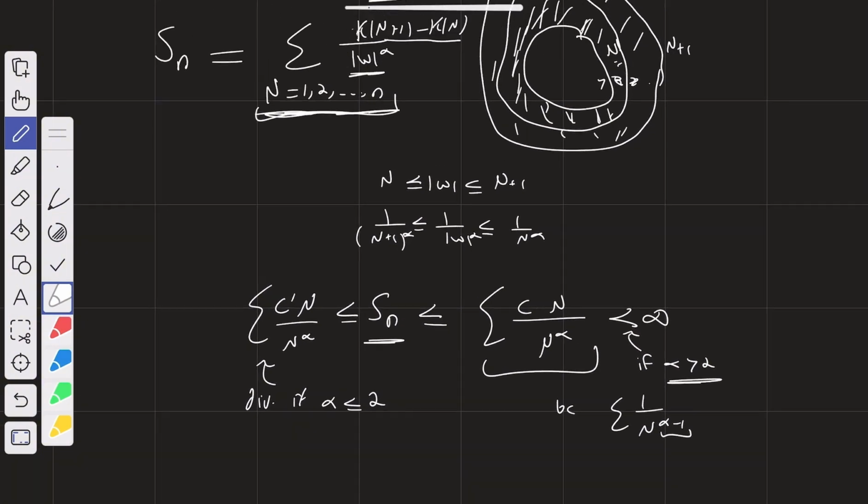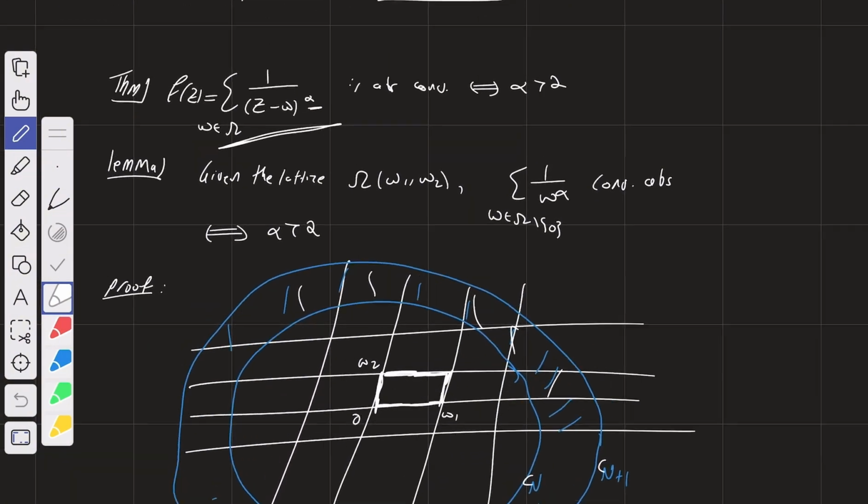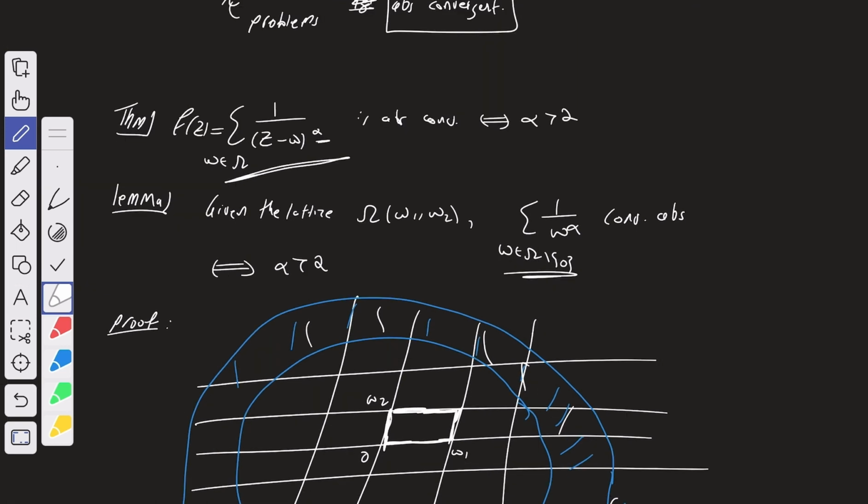And this is all we needed to show the statement of the lemma: if we sum over the periods in the lattice in absolute value, we get convergence if and only if alpha is strictly bigger than 2.